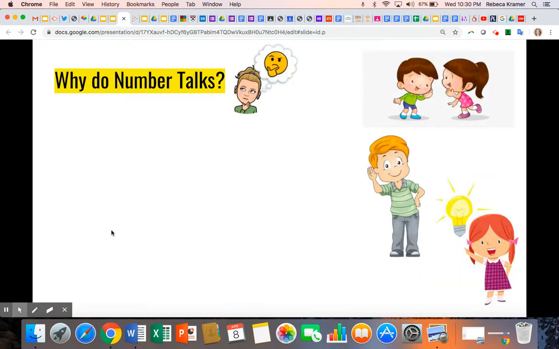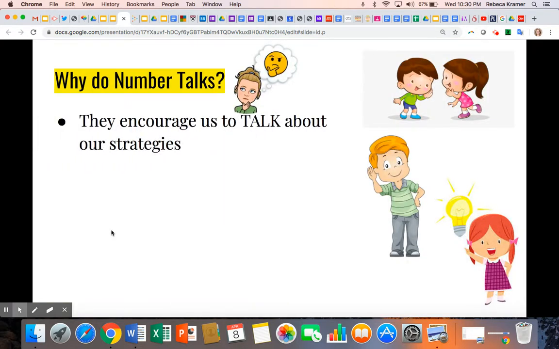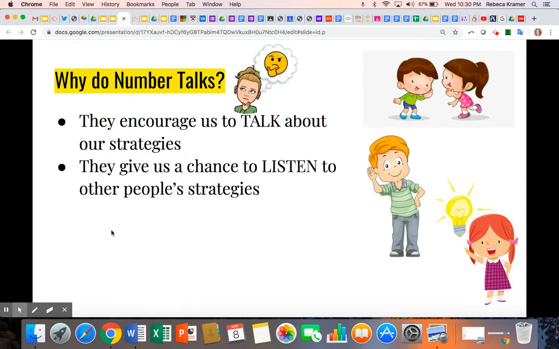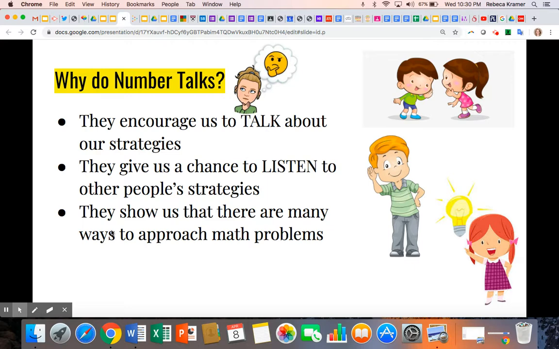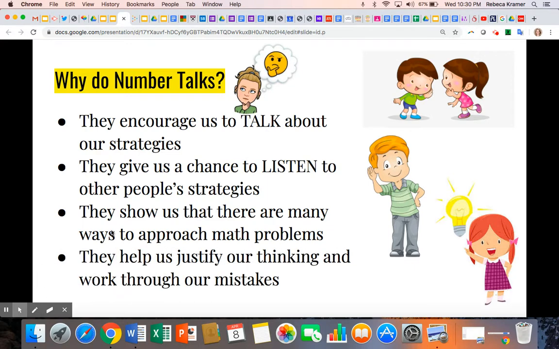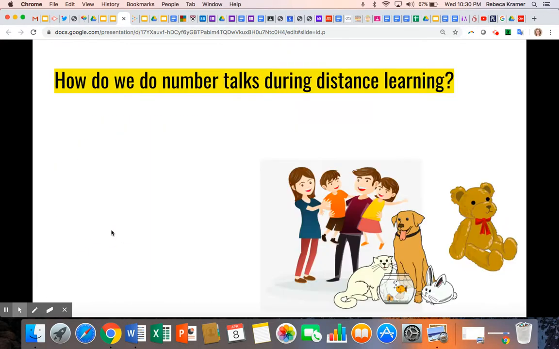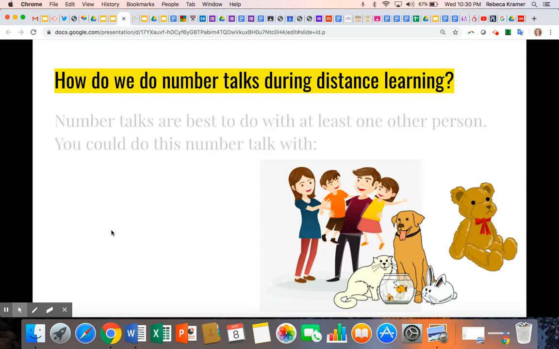So why do number talks? Well, they encourage us to talk about our strategies. They give us a chance to listen to other people's strategies. They show us that there are many ways to approach math problems, and they help us justify our thinking and work through our mistakes.